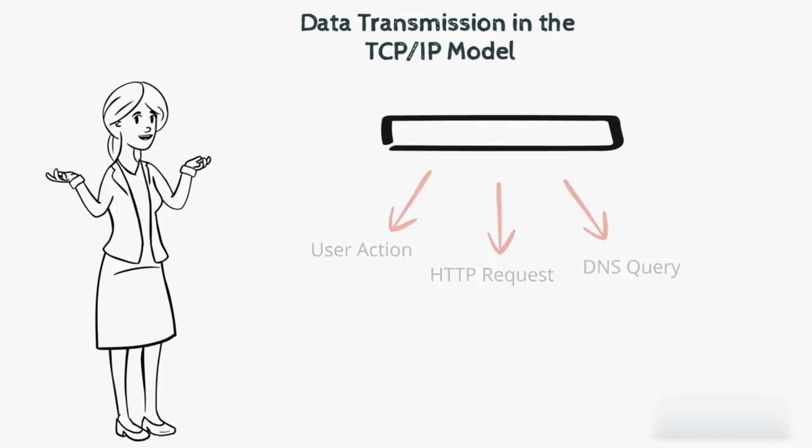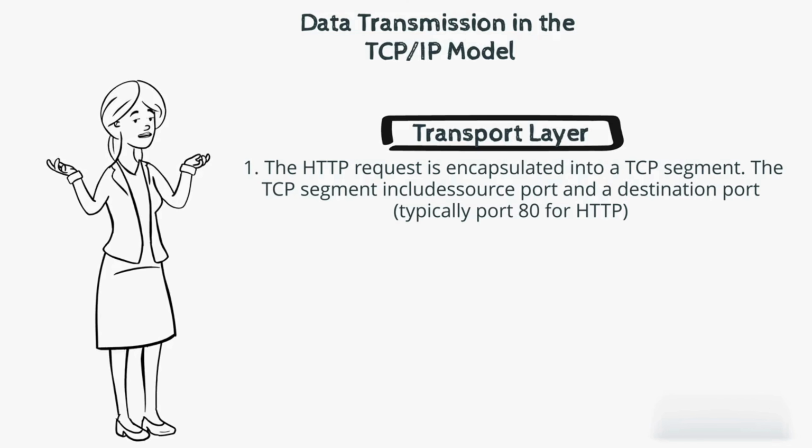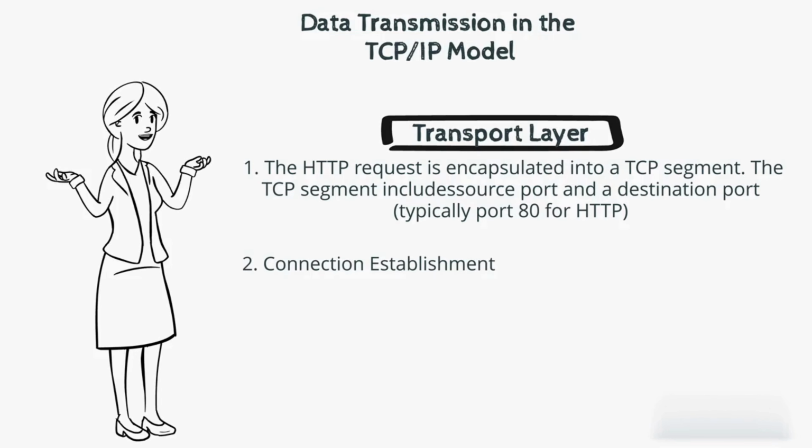2. Transport layer. TCP segment. The HTTP request is encapsulated into a TCP segment. The TCP segment includes a source port and a destination port, typically port 80 for HTTP. Connection establishment. TCP initiates a 3-way handshake with the server to establish a connection. This involves sending a SYN, synchronize packet, receiving a SYN ACK, synchronize acknowledge packet from the server, and replying with an ACK, acknowledge packet.